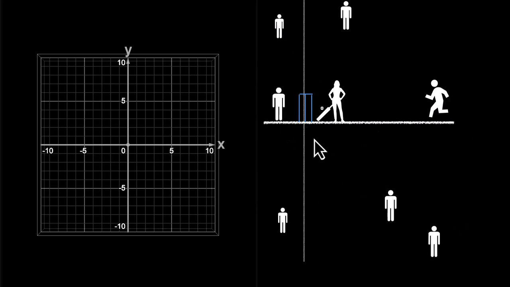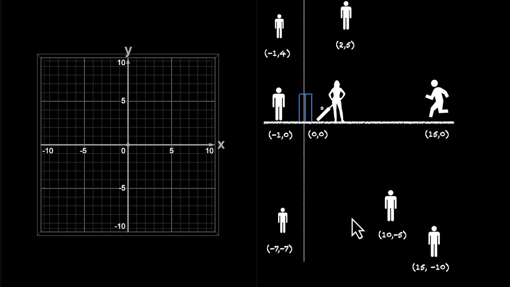Let's say your wicket is at the origin. That's 0, 0. This person is 15 units away. So that's 15, 0. Wicket keeper is 1 unit behind. That's -1, 0. And similarly, you can mark coordinates for every single one of them. We have these, and this coordinate.